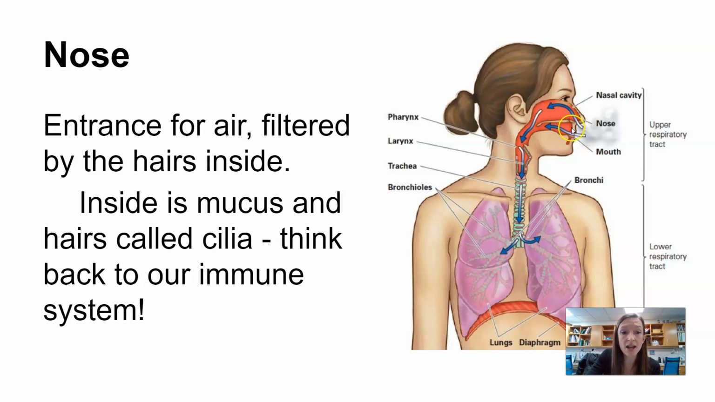You have mucus in there and cilia to help prevent pathogens from entering your immune system. Anytime you have an opening, that's a perfect place for pathogens to enter. So we have to have barriers there to prevent anything from going in. And you can really see the path of air going down your pharynx into your larynx into your trachea, into your bronchioles and bronchi, and then into your lungs.